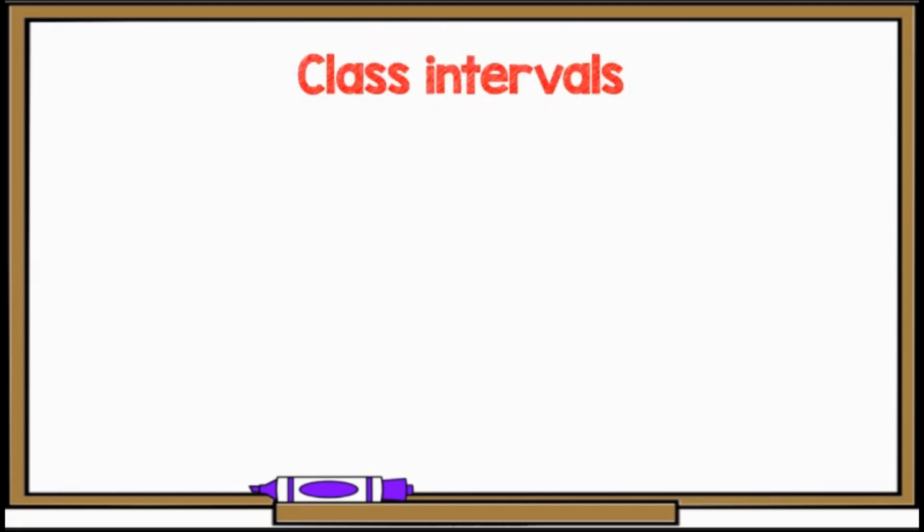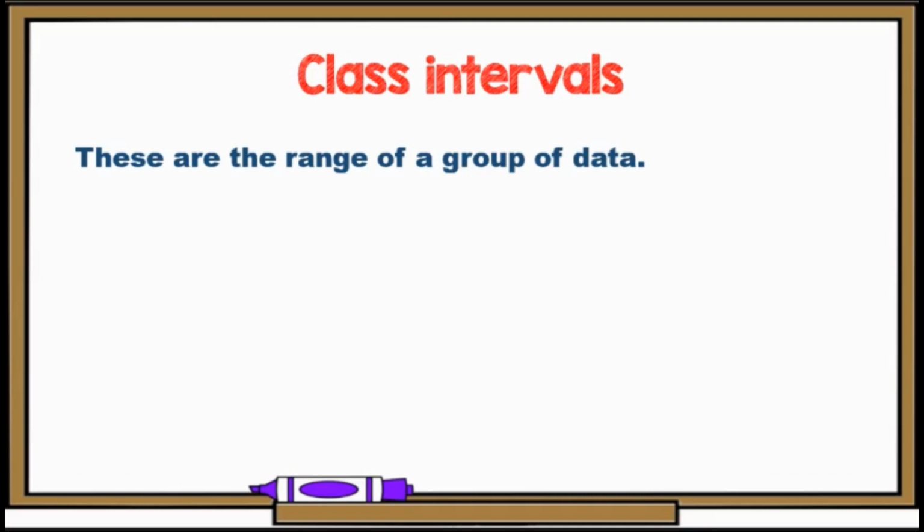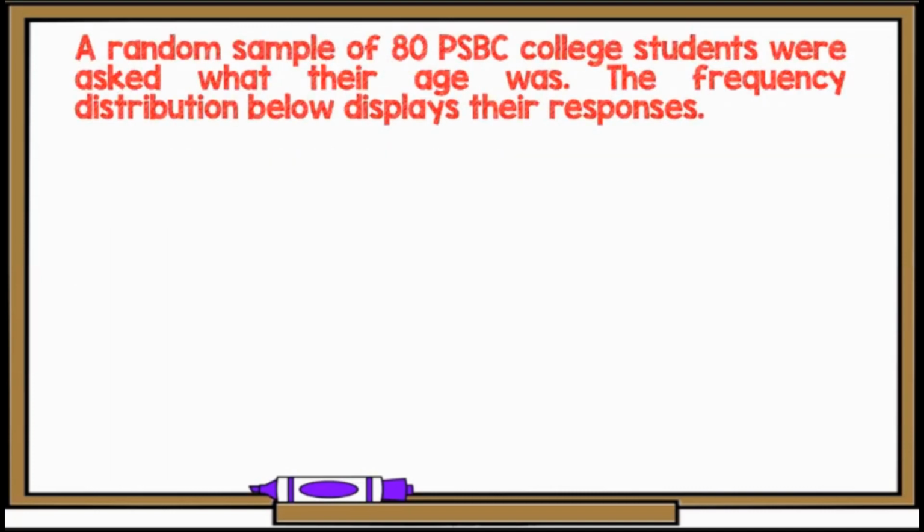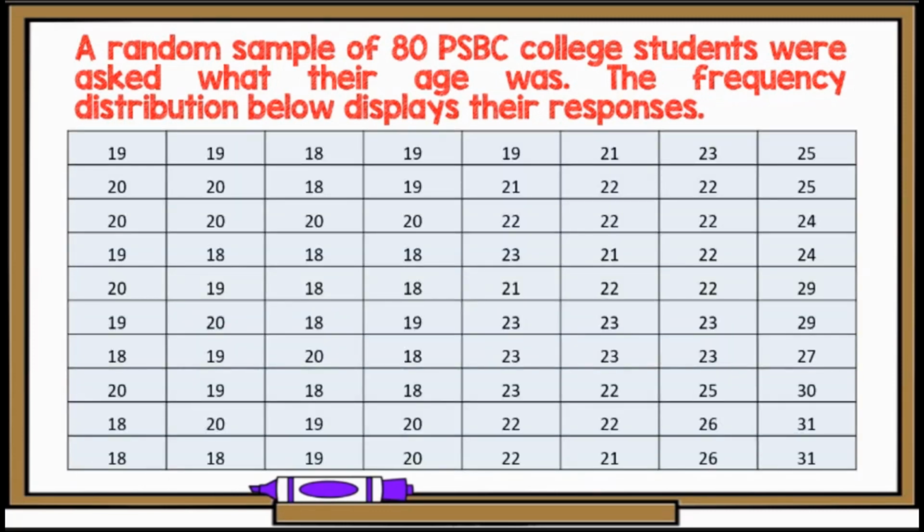So, what are class intervals? These are the range of a group of data. For example, instead of listing them down individually, you can make groups: 11 to 20, 21 to 30, or 31 to 40. So, we are grouping our data. Now, let's go back to the problem. How can we make a frequency distribution using class intervals?